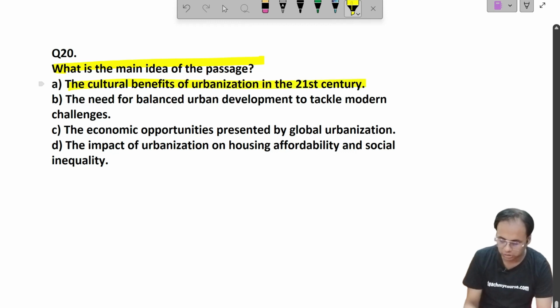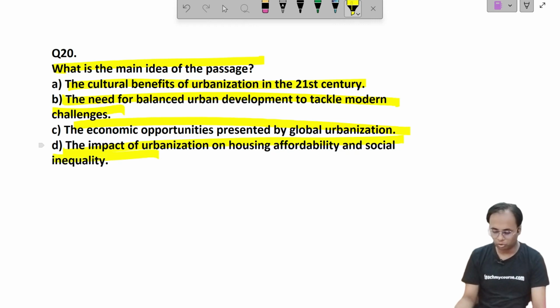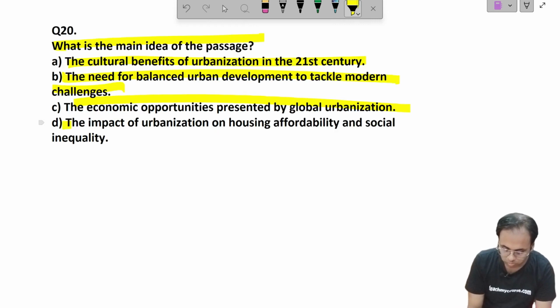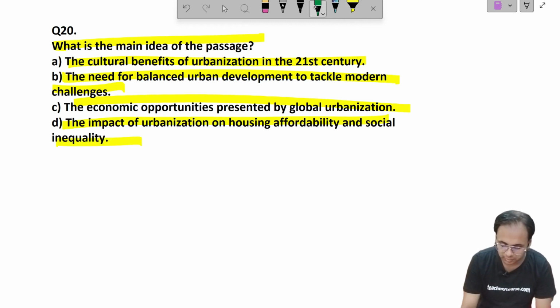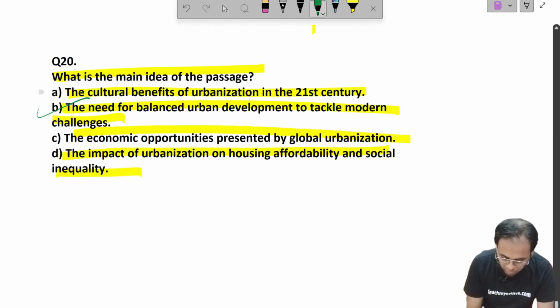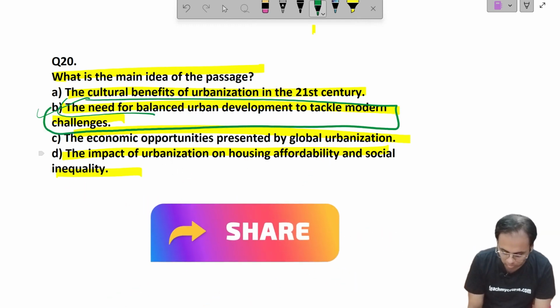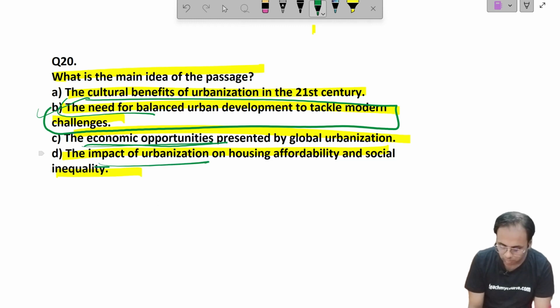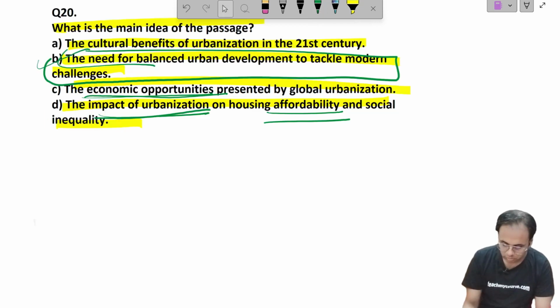The options: the cultural benefits of urbanization in the 21st century; the need for balanced urban development to tackle modern challenges; the economic opportunity presented by global urbanization; the impact of urbanization on housing affordability and social inequality. Primarily in the passage we have talked a bit about everything, but the main idea of the passage is the need for balanced urban development to tackle modern challenges. Because when we are talking about economic opportunities, urbanization, affordability, everything comes under the modern challenges. So this is the answer.